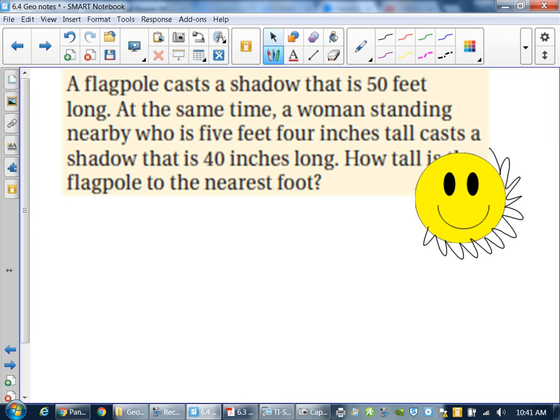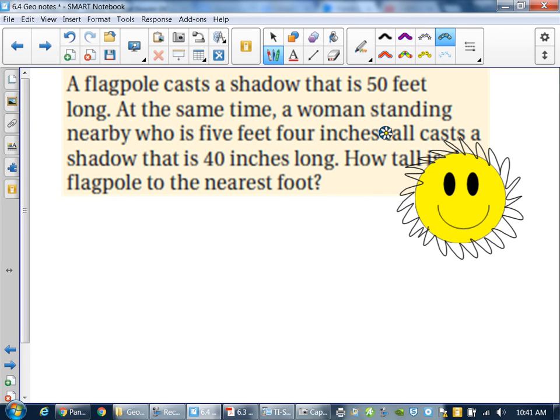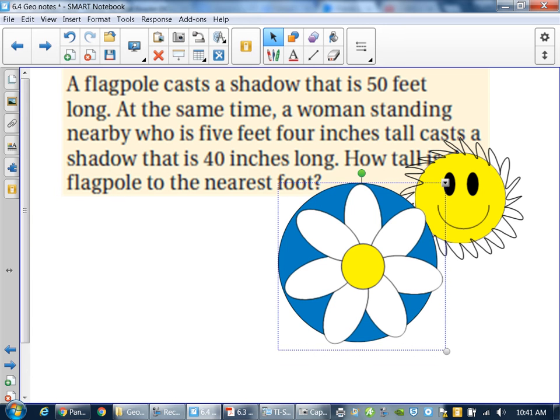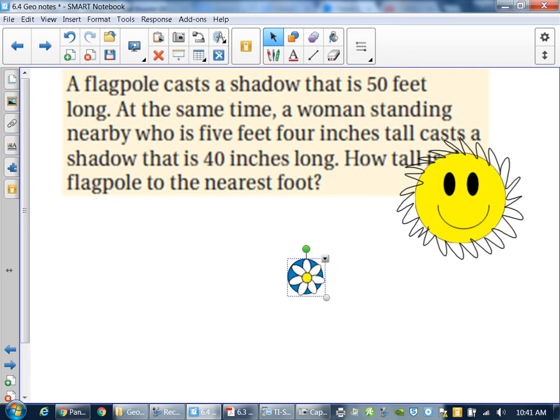Sure. That looks like a flower. Well, that's actually the flower. A flower's bigger than the sun? Not drawn to scale.